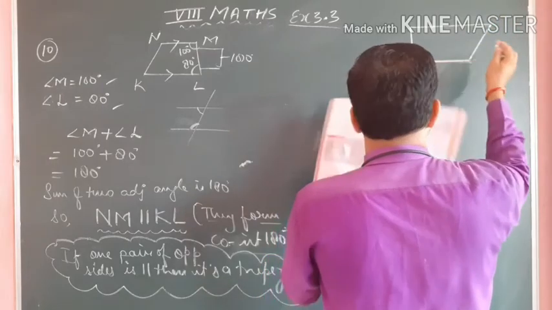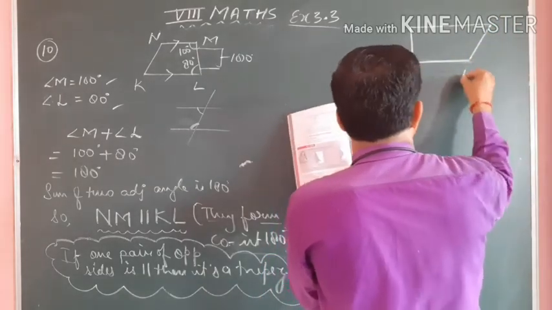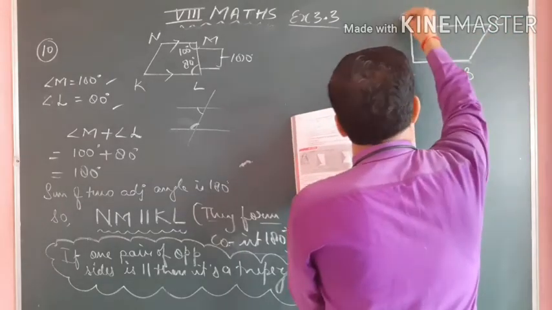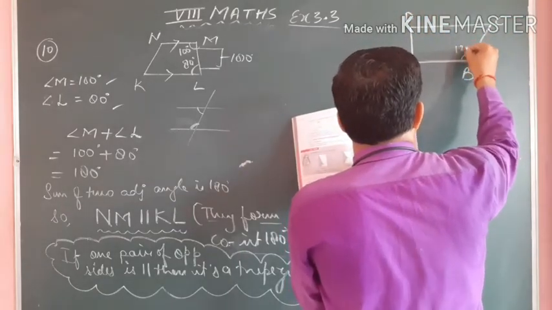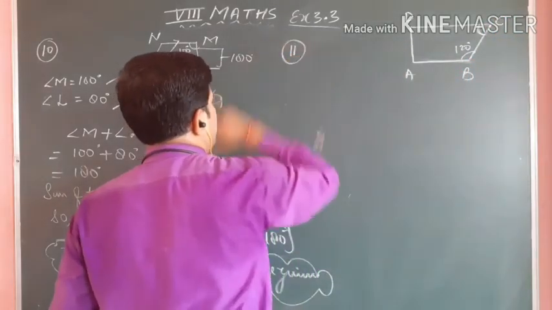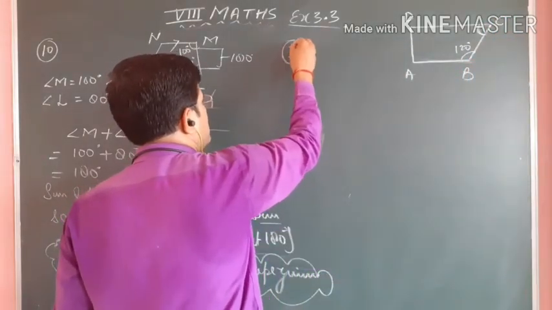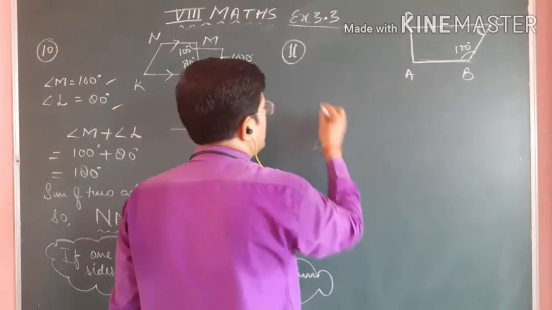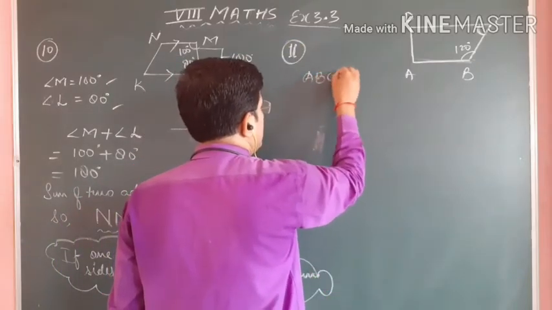This is the figure. Here A, B, C, D. D is given 120 and we have to find this angle. Question number 11. Okay students. Now first of all, ABCD is a trapezium.